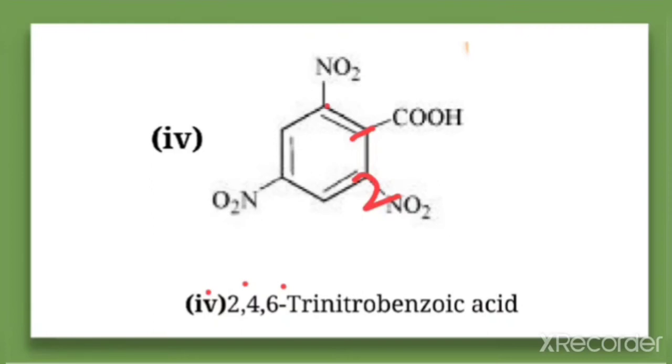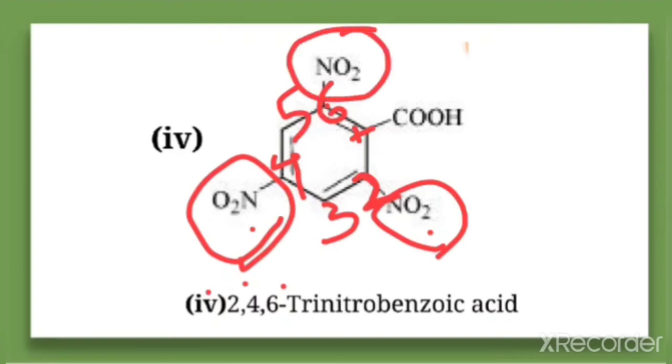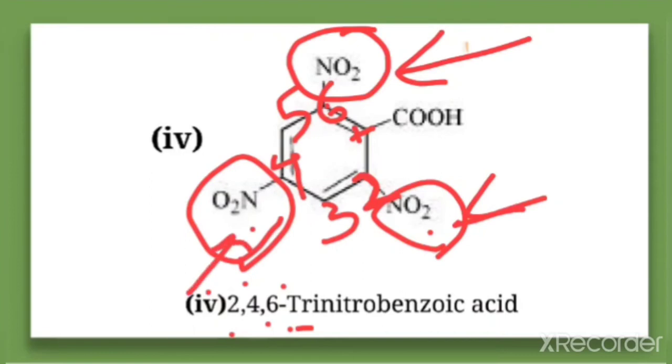So I am taking this one as first and this one as second, this one is third, 4, 5 and 6. So here the nitro group is on the second, fourth and sixth carbon. Therefore it is called 2, 4, 6, and the prefix tri will be used for representing the 3 nitro groups. Therefore, 2,4,6-trinitrobenzoic acid.